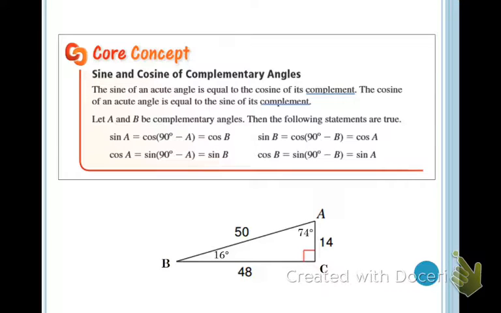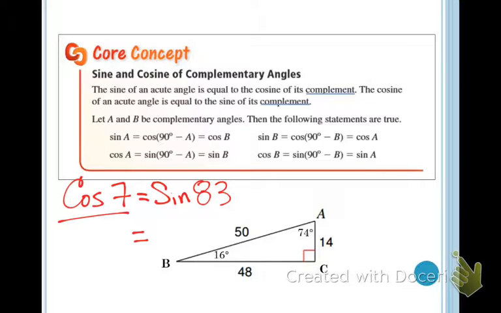I'll show you a different one. Give me a number between 1 and 90. 7. Cosine of 7. So if you go from cosine, you rewrite it in terms of sine, so you're going to write sine. What is 90 minus 7? 83. All right, so type in cosine of 7 in your calculator. What'd you get? 0.99. All right, now type in sine of 83. 0.99.